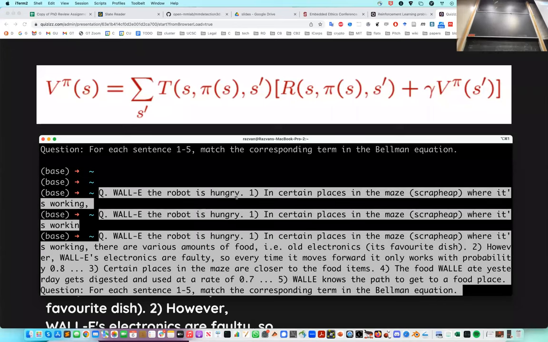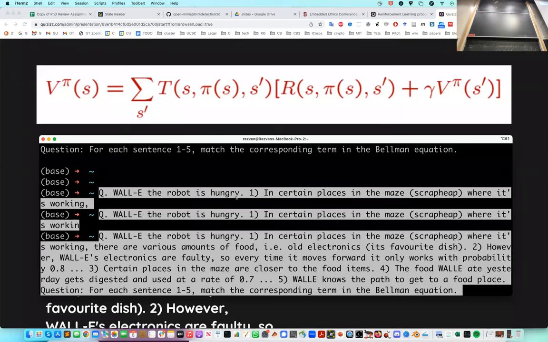So what do we have here? Let me go on this side. What is one referring to? Wally's food, his favorite food, like these electronics. Which one of these symbols, which one of these concepts is referring to that? Rewards. Yes, so these are the rewards. The food is the reward that it gets. And this is the reward here, this R(S, pi(S), S'). I know it has all these arguments. It just means it depends on the current state, the policy, the action that you take, and the new state that you land in. But that's the food.